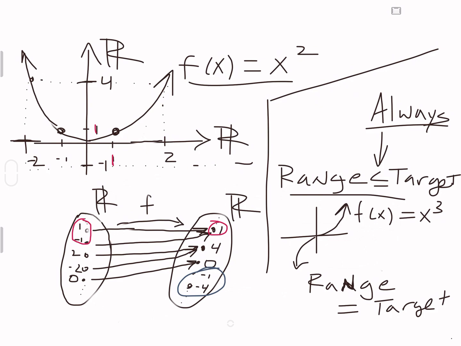The 2 and -2 darts hit 4. The 0 dart hits 0. But not all of the target, not all of the real number dartboard gets hit. -1 doesn't get hit, -4 doesn't get hit, -√2 doesn't get hit. +√2 gets hit. But in the case of f of x equals x cubed, the range equals the target. Everything in the target gets hit. And that's all I'm going to say there.